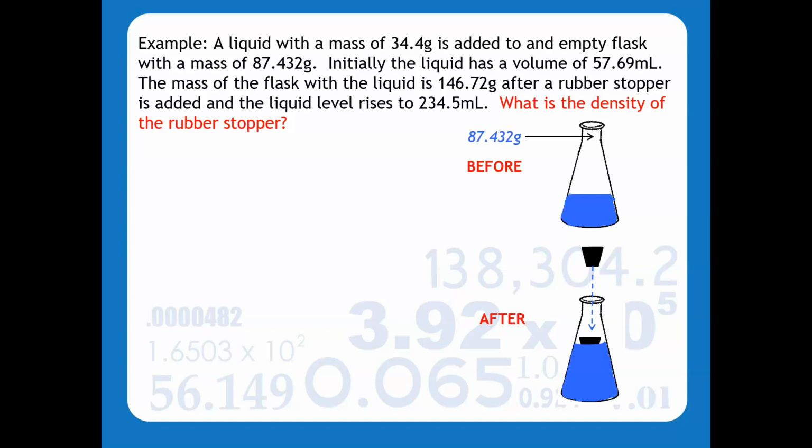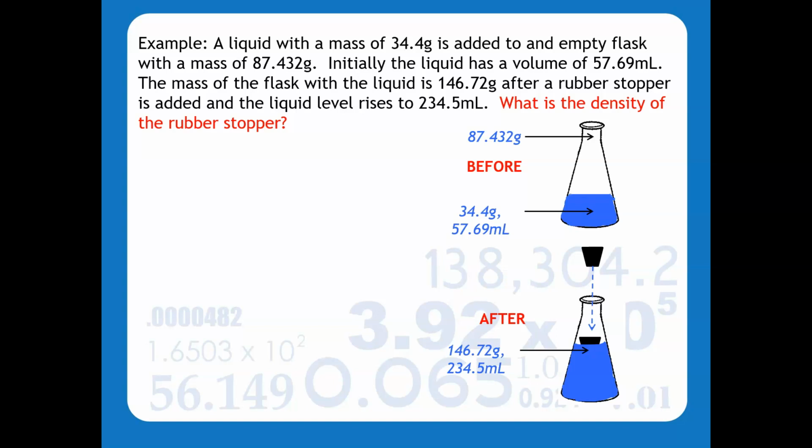And then what I do is I label everything from the problem. So for example, I show that there's a mass of the flask of 87.432 grams before, and then after I add 34.4 grams of liquid, and that volume is 57.69 milliliters. And then after, the data I have is that the mass of the contents is 146.72 grams, and now the volume occupied is 234.5 milliliters. Now my goal is to decide what is the density of the rubber stopper.